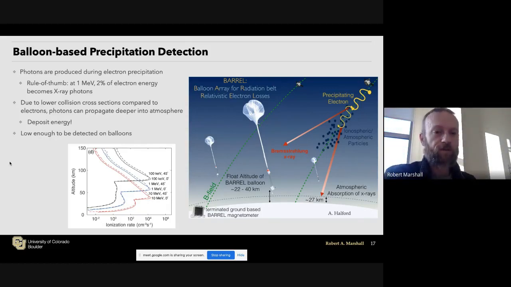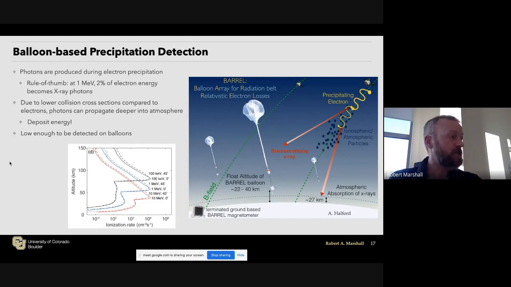So as a rough rule of thumb, you can calculate the total amount of energy that will be converted into X-rays. It's about 2% at 1 MeV and kind of semi-exponential with electron energy. And that'll give us a rough idea of how much extra ionization we produce at these lower altitudes. Now, we do all this in a full Monte Carlo model to get the detailed numerical calculations of how much ionization is produced by Bremsstrahlung.